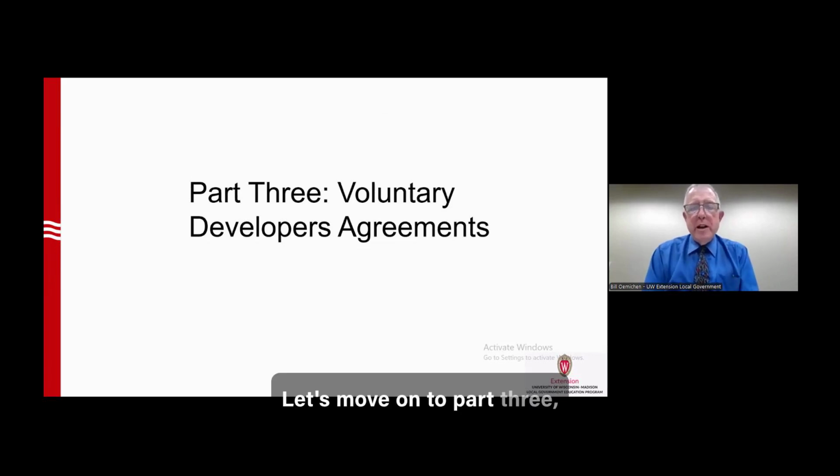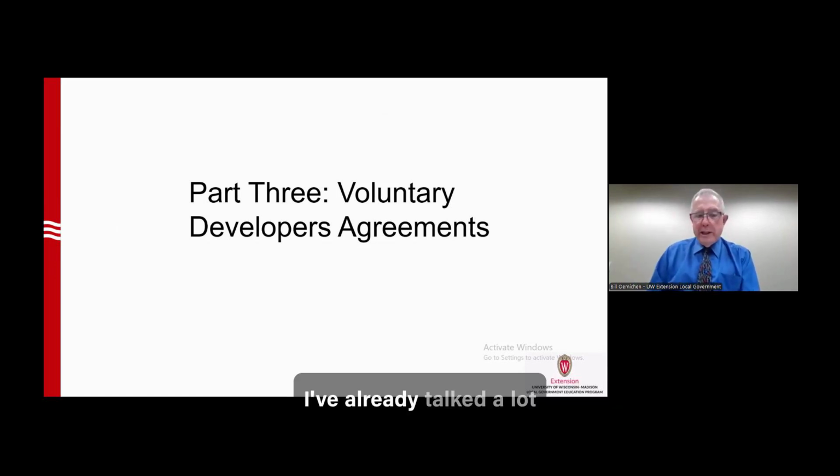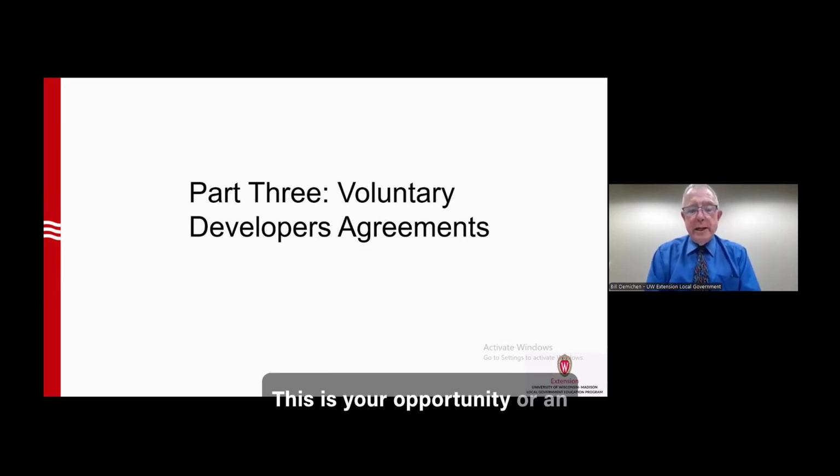Let's move on to part 3, which is voluntary developer agreements. And this is separate from the ordinance. I've already talked a lot about Wisconsin Statute 66.0401, which places limitations on local government. This is your opportunity, or an opportunity, to go beyond what state statute allows you to do as local units of government. And that is to develop voluntary developer agreements.